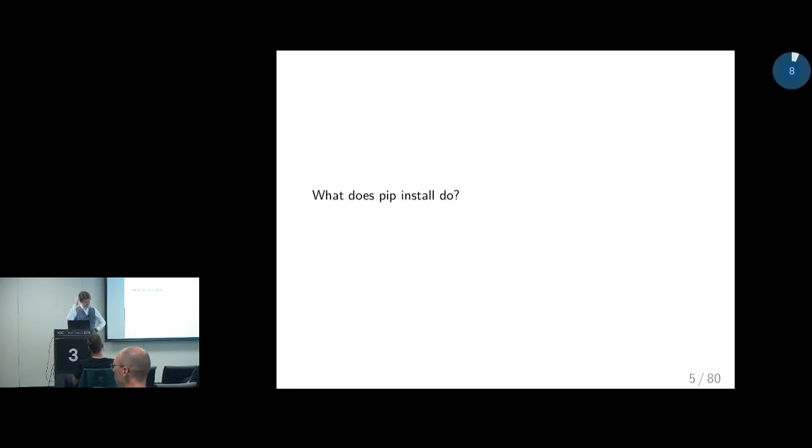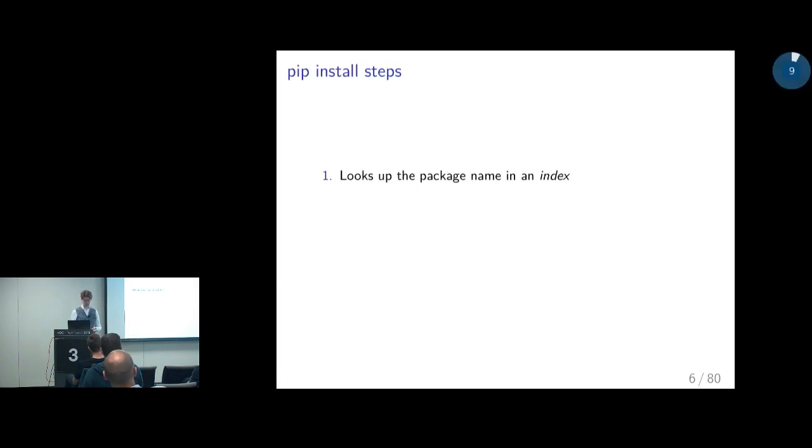Pip install is one of those things that if you're developing Python, you're using all the time, and maybe you never really thought about how it actually works. It works in 4 main steps. The first thing it does, it looks up the package you're looking for in an index. Usually that would be PyPI, but it can in principle be any compatible index. It's just a package registry.